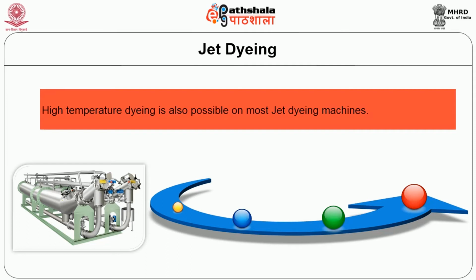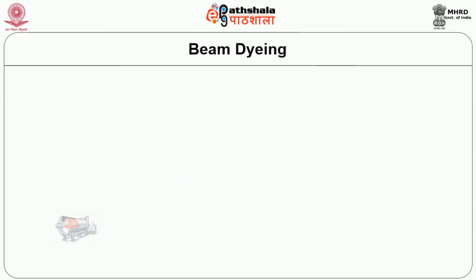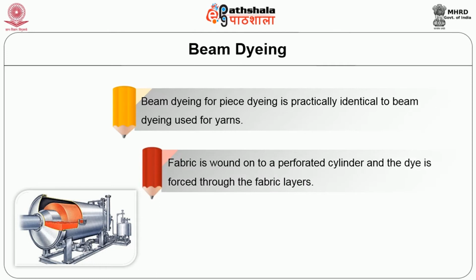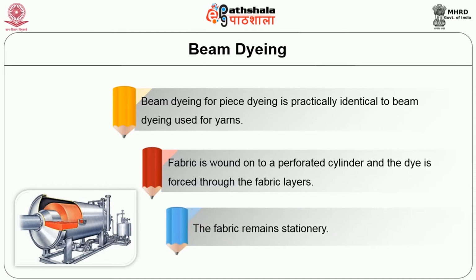Beam dyeing. Beam dyeing for piece dyeing is practically identical to beam dyeing used for yarns. Fabric is wound onto a perforated cylinder and the dye is forced through the fabric layers. The fabric remains stationary. Beck and jig equipment are the commonly used methods in piece dyeing.